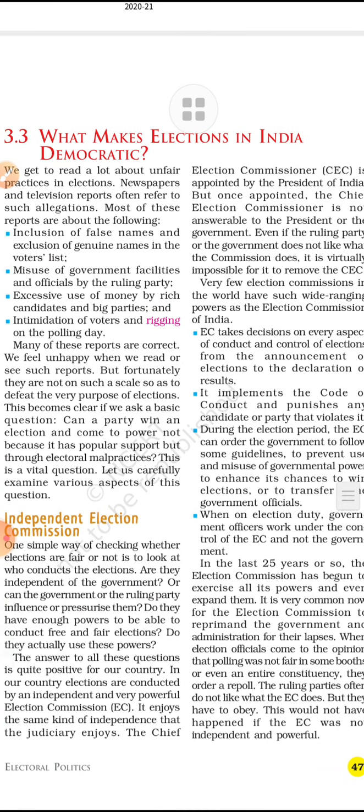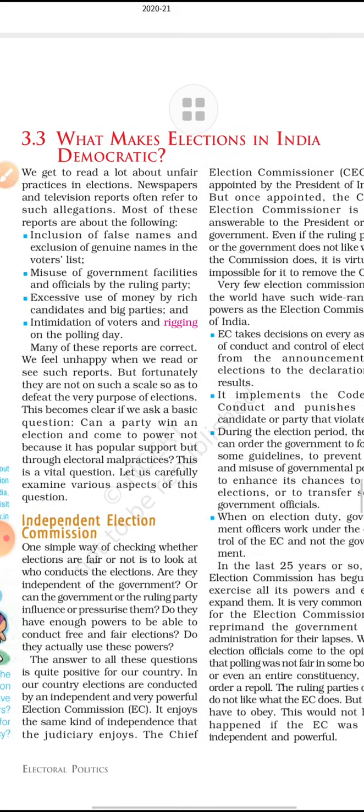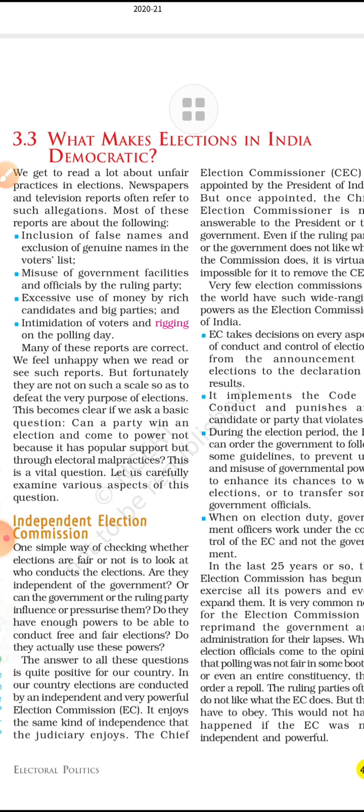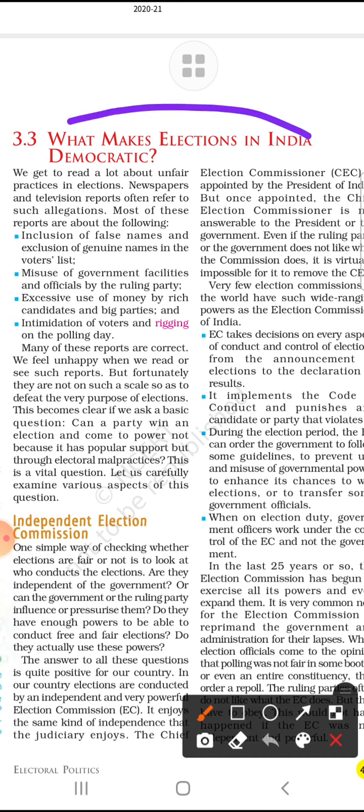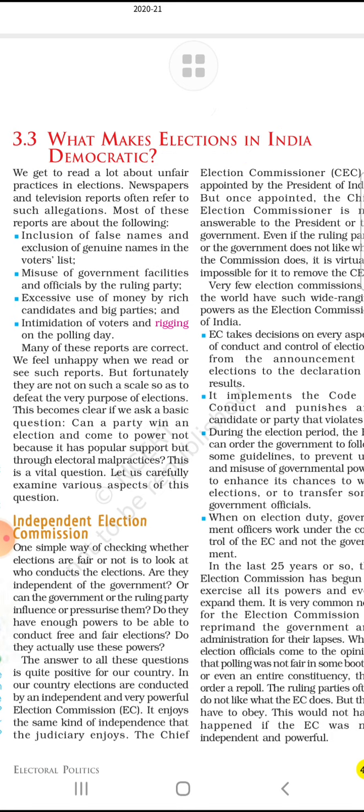I start this, and we take the last topic of the chapter, but we have many subtopics in this topic. So we'll know about the election in India. What makes the election democratic in India? It's very important. By this, we will know the system, the depth of the system, how it is important, and what are the institutions behind this.